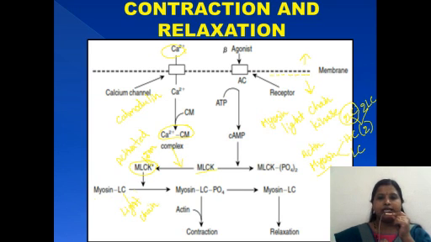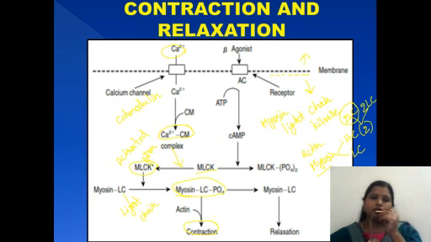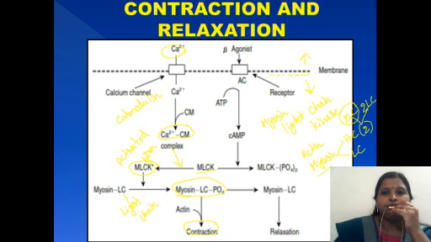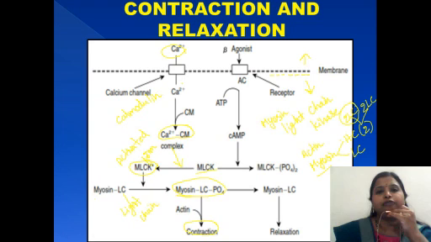This myosin light chain is getting phosphorylated. The myosin light chain which is phosphorylated combines with the actin and causes contraction. So, let us see in detail about the contraction again. The calcium which is entering through the ion channels, that is calcium channels of the membrane, enters inside the membrane and forms a calcium calmodulin complex.